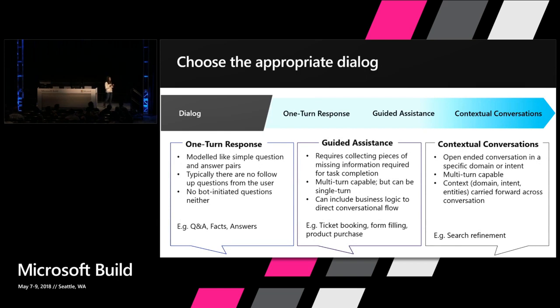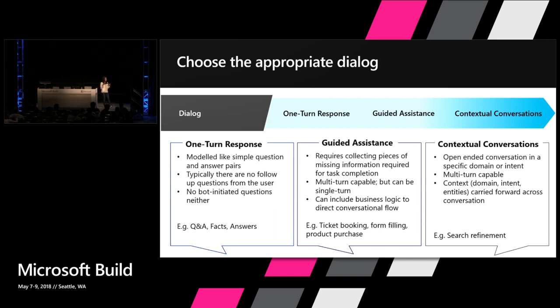The other important aspect is the dialogue. There are different types of dialogue, and these are the common types. The very obvious one is the one-turn response. That's the question and answer pair, but it can also sometimes be one-turn chit-chat, where you say something and the bot responds. In that case, neither the user nor the bot would have any follow-up questions. That's what we mean by one-turn response.